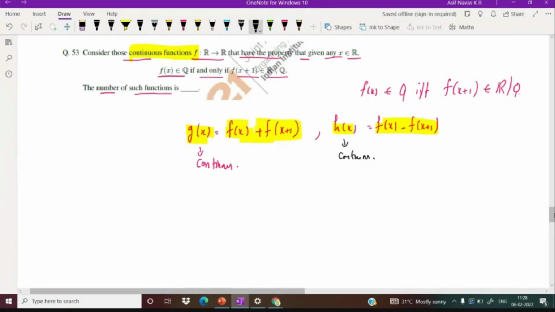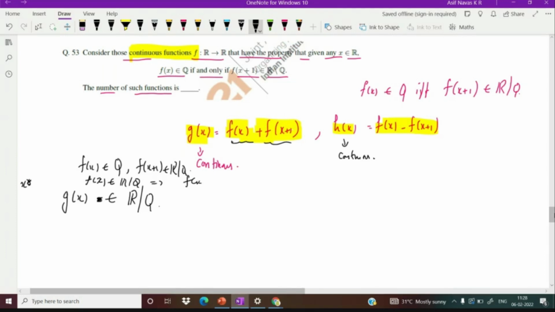Then what about g of x? If f of x belongs to Q, then f of x plus 1 belongs to R minus Q. Then g of x is definitely the sum of a rational and an irrational number, and the sum of a rational and an irrational is irrational. Now if f of x belongs to R minus Q, which implies f of x plus 1 belongs to Q, therefore in that case also g of x belongs to R minus Q.